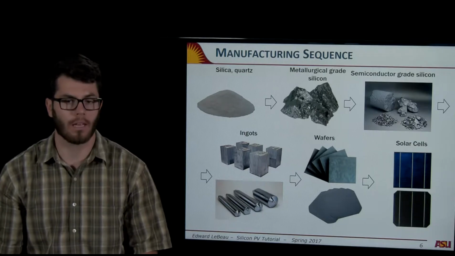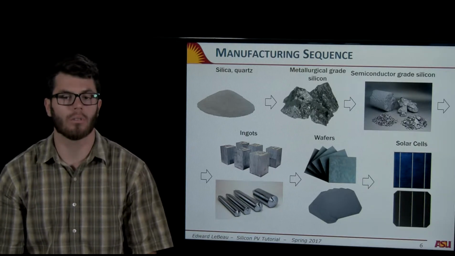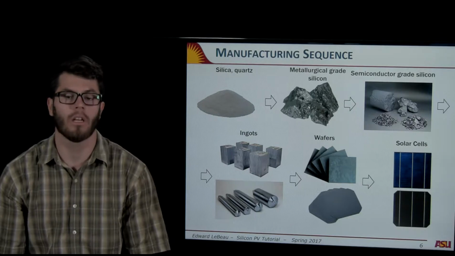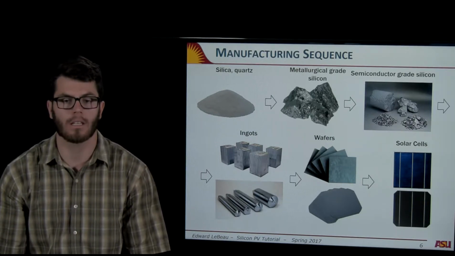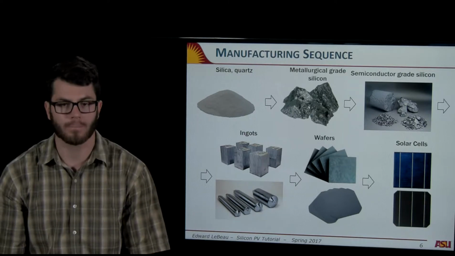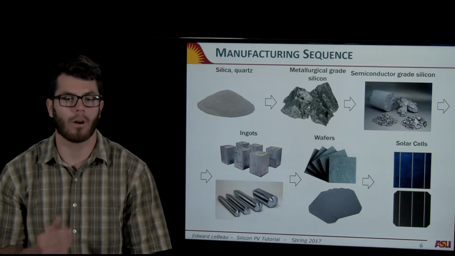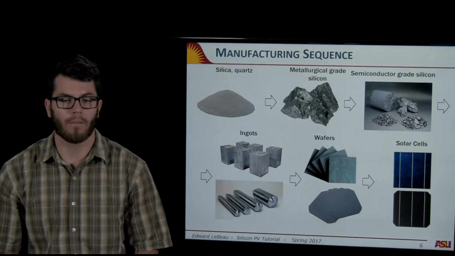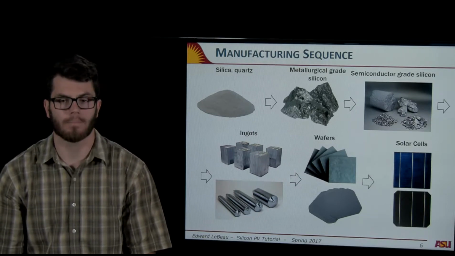You start with your sand, which is either silica or quartz. You clean it a bunch, and that'll produce metallurgical grade silicon, which is extremely pure, but it's still not pure enough for semiconductors. So it has to undergo a bunch more processing again to become semiconductor grade silicon, to achieve that level of purity. Once you have that, you create ingots. So the ingots on the top are polycrystalline, the ingots on the bottom there are monocrystalline. Then you wafer them, so you cut them up, and then you do a bunch more processing, and you create a cell out of that.